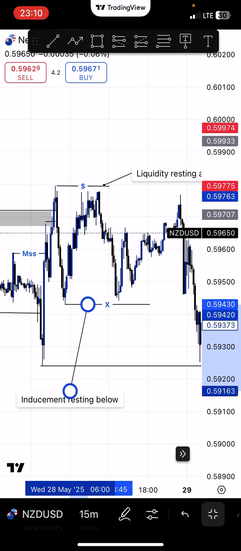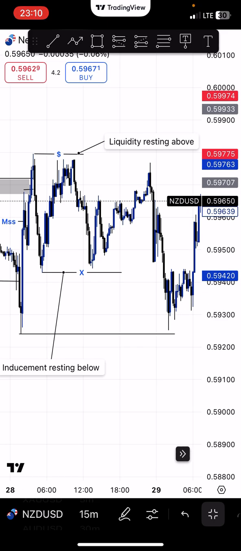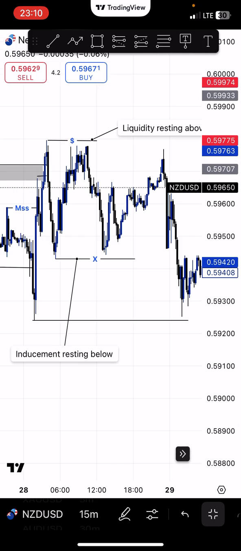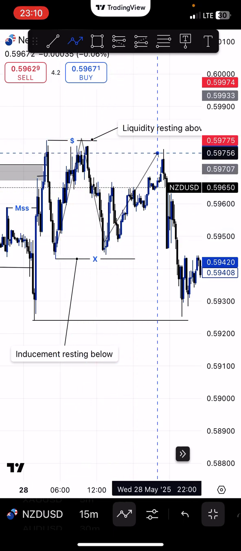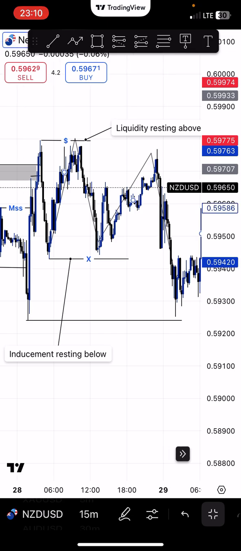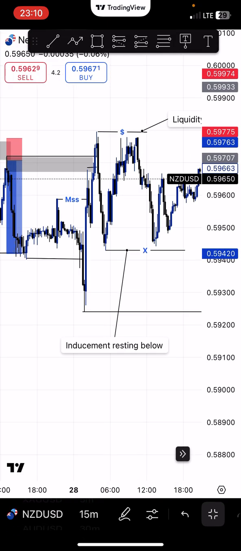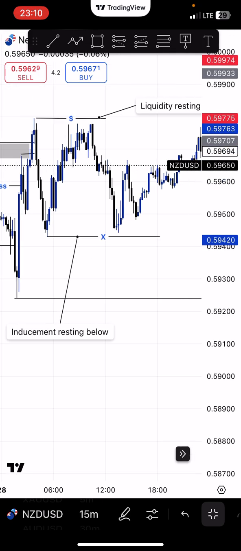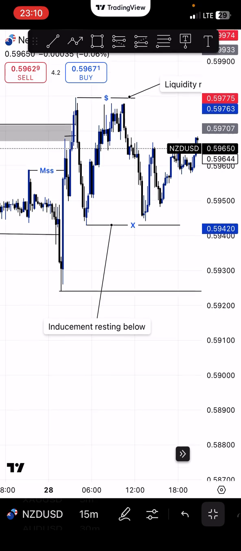Put it here so it's not obstructed. Seeing that this inducement is resting below, what did I just wait for? The market did all it had to do. Manipulated. I knew it would come down. Manipulated, and finally, it swept. After the market swept, or before the market swept, I'd already analyzed my order block. I know where my entry is. This is a very valid entry model that I'm not going to say right now.